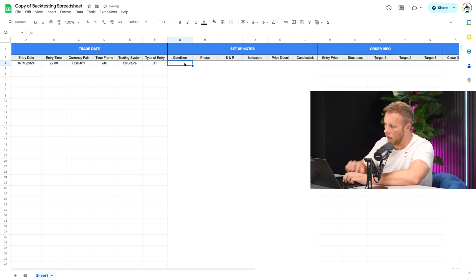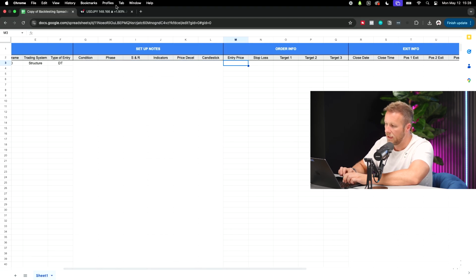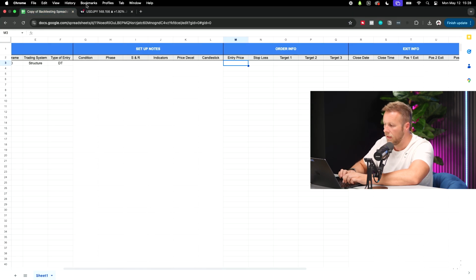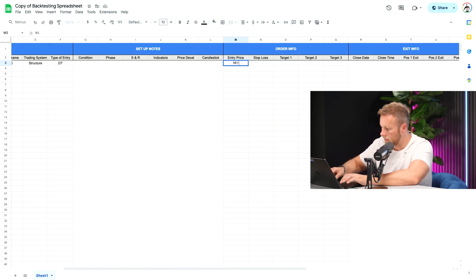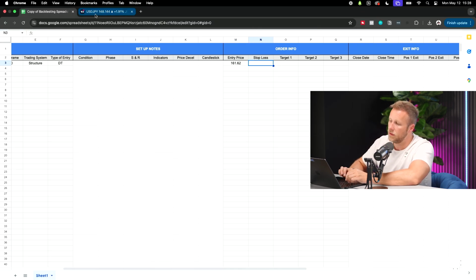All right. Now, I'm not going to use these in this particular setup. All I'm interested in is my entry price. So the entry price that I got in at was at the close of that one, at the open of the next one, 161.62. Okay, 161.62. Stop loss price.